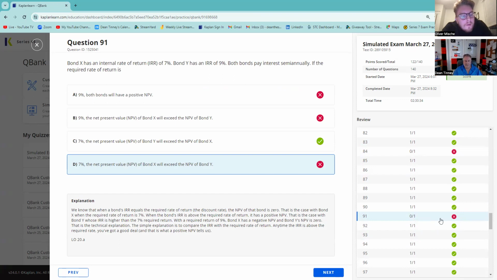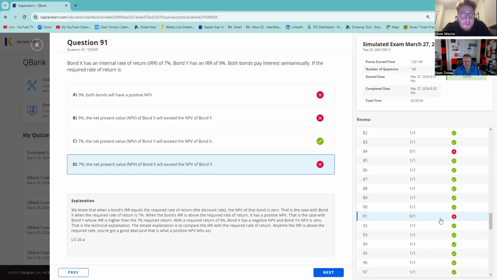Now let's see this one. I thought you actually got that right. So this is on me and you. We said D and we felt pretty good about it. So 7% net present value will exceed... oh man, we didn't read carefully. Bond X and Y. It looks like we said bond Y instead of bond X. It looks like we got them reversed.